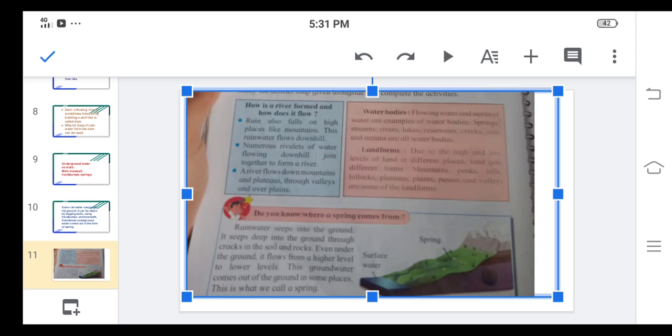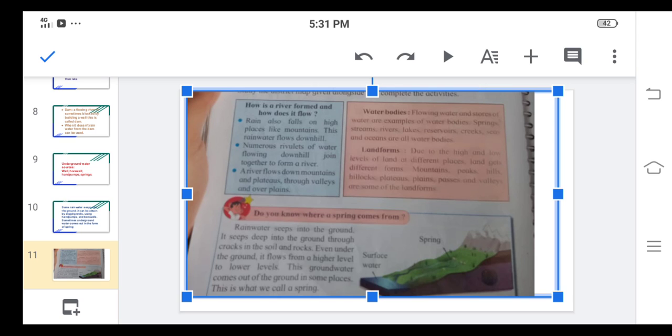Now water bodies and landforms. Flowing water and stored water are examples of water bodies. Springs, streams, rivers, lakes, reservoirs, creeks, seas, and oceans are all water bodies. Water bodies means where the water is present; those sources in which the water is present are called water bodies. Different water bodies we have seen, like rivers, streams, creeks, springs, seas and oceans. Okay, landform.